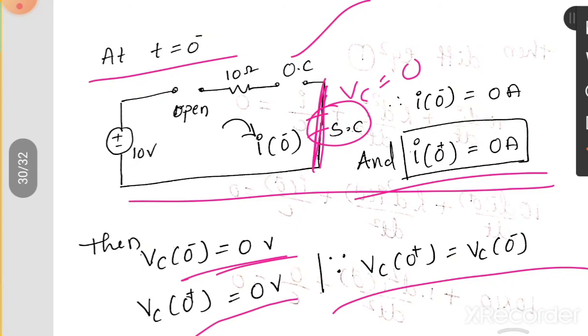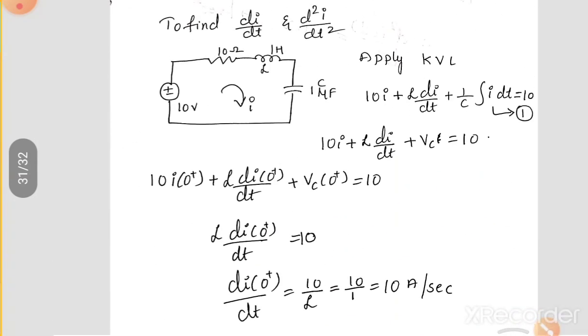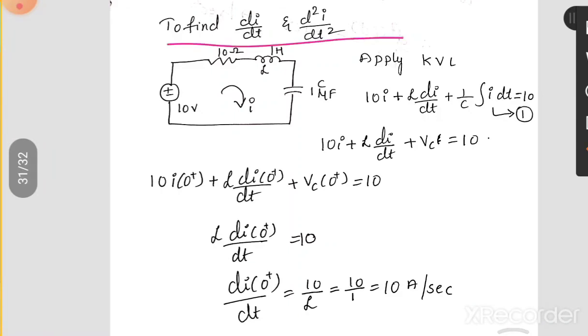But they have not asked only this. They have asked us to calculate di by dt and d square I by dt square as well. To find that, simply close the switch, that is t equal to 0 plus, just after, and nothing is going to change immediately. We have written the current, resistance, inductance and capacitor, and this is the voltage source. Apply KVL for this. It is quite easy to write the KVL, and we can start with the voltage source.